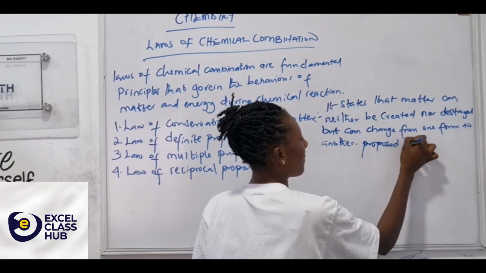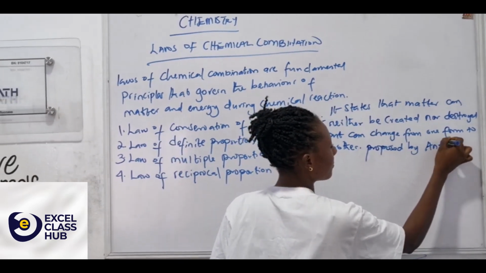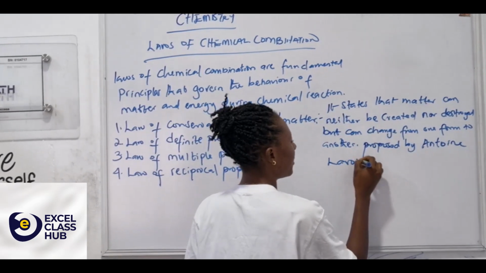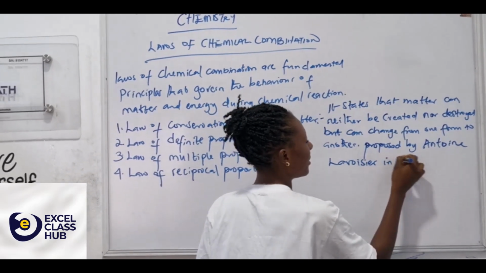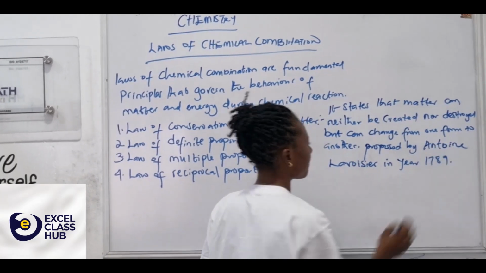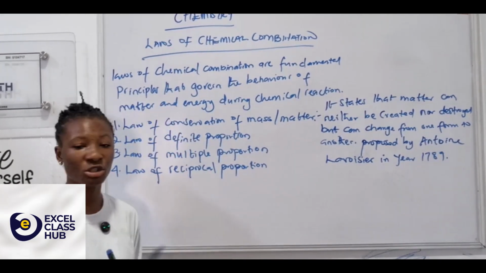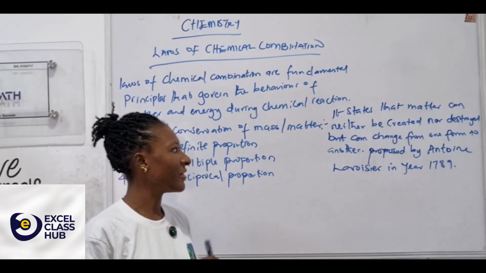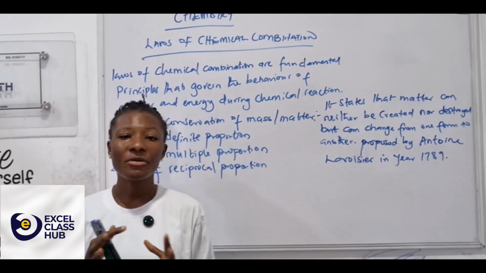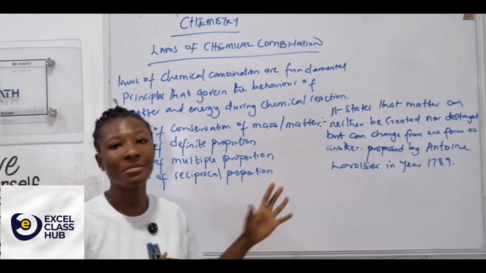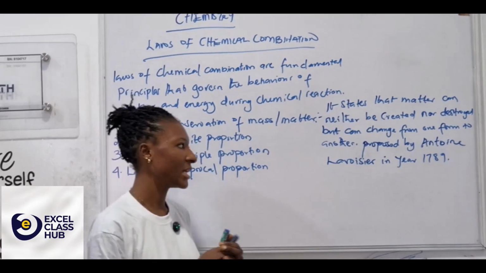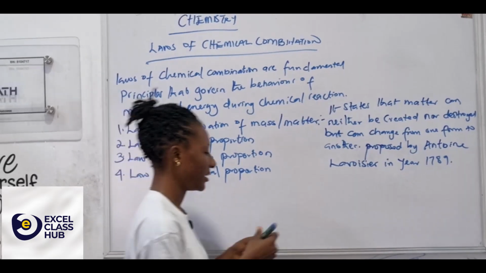Proposed by Antoine Lavoisier in the year 1789. Now let's move to verification of this law. This law can be verified. It means that irrespective of the chemical reaction that has occurred, whatever mass that has been used cannot be destroyed or created. Now let's have an example of methane.